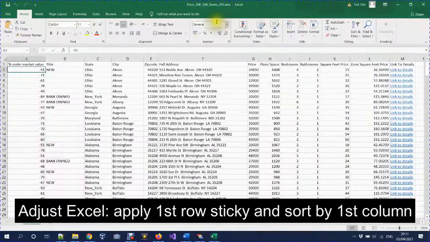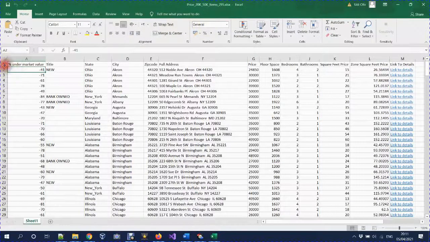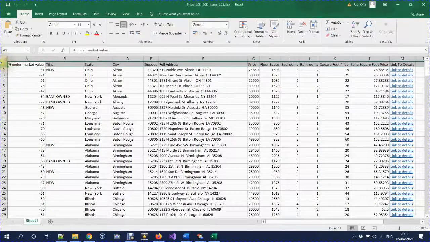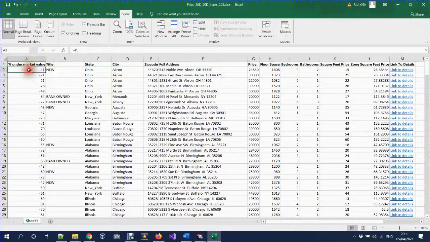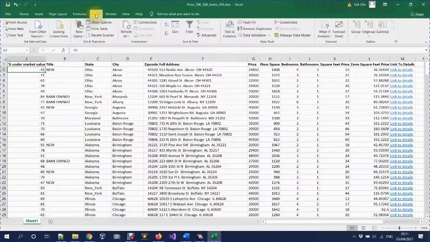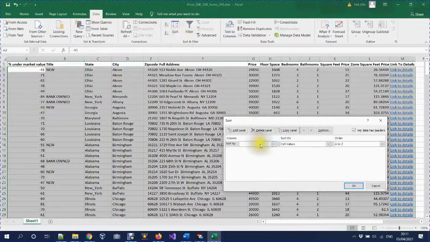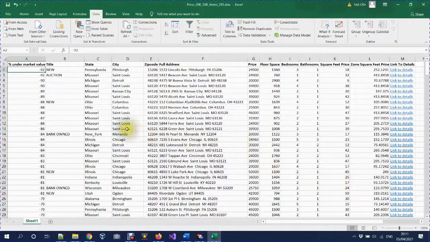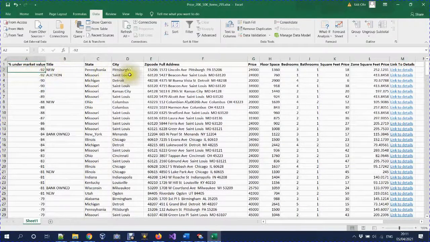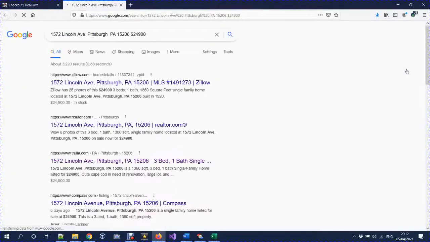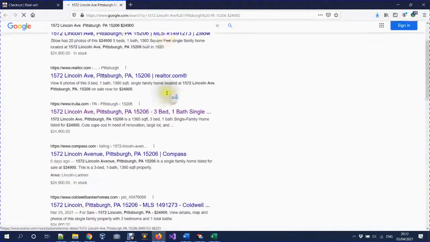Just for the convenience, let's freeze the top row and make it bold. Now, let's sort the data by the first column, the percentage below the market price. Notice the incredible figures of deals priced at so much below the market price. Let's check it out. It is almost hard to believe that such motivated sellers exist.